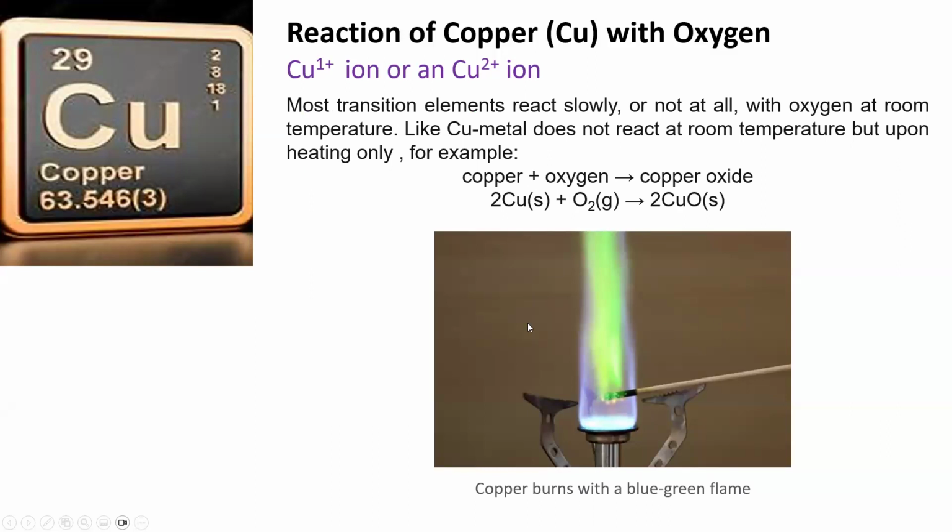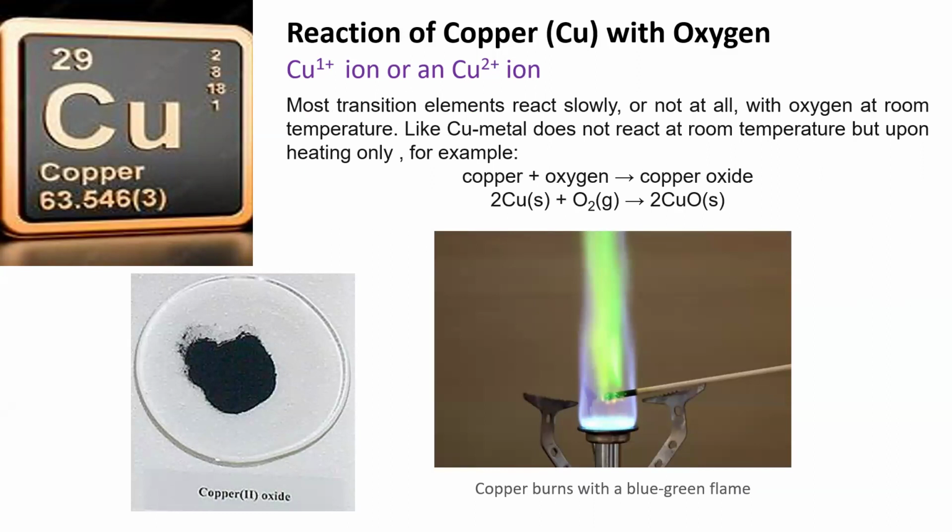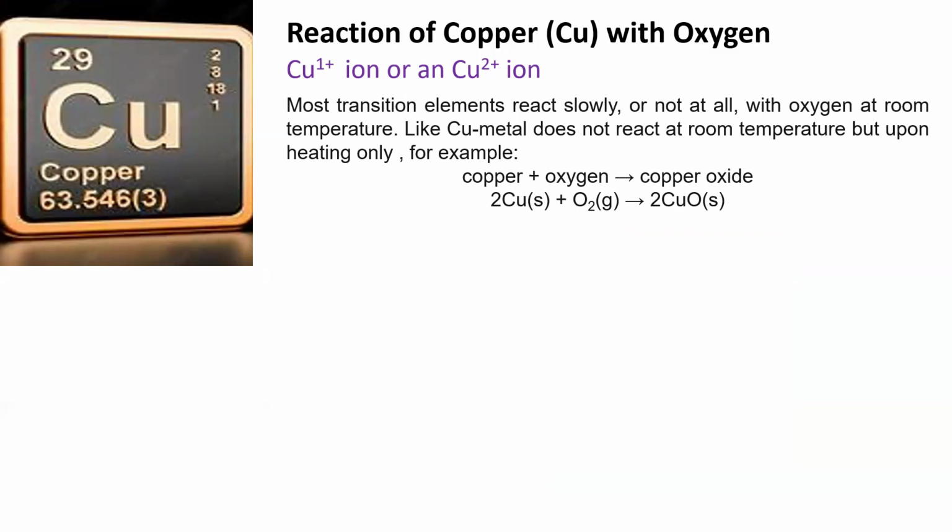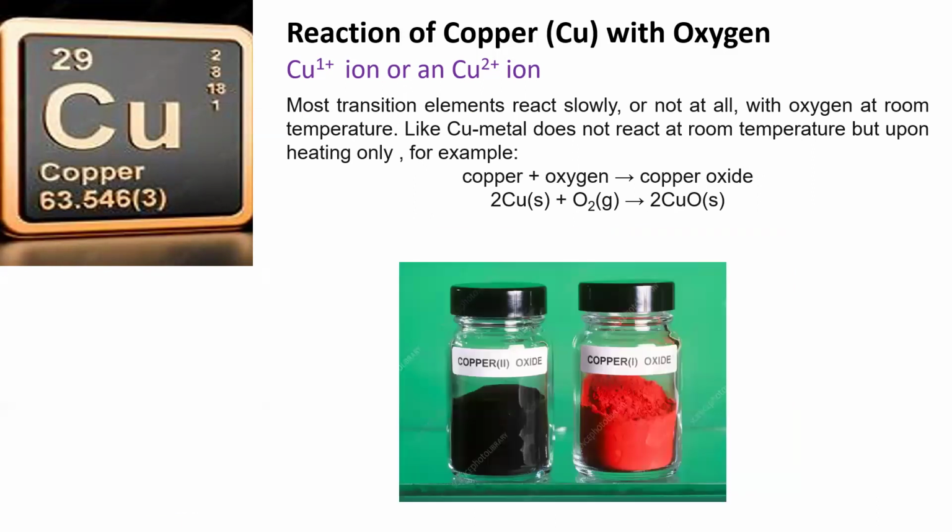So this could be a characteristic test for the identification of copper as well. If you have a metal and you are unable to identify it, just burn it and you can recognize the metal with the help of this blue-green flame. Copper(II) oxide appears as a black powder. These two oxides, copper(I) oxide and copper(II) oxide, can be available in red or black color depending upon the oxidation state.